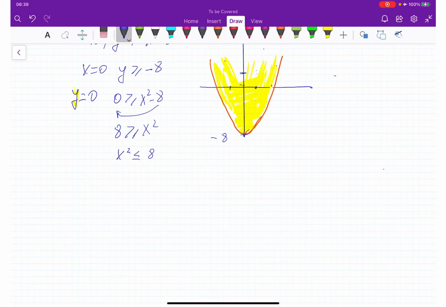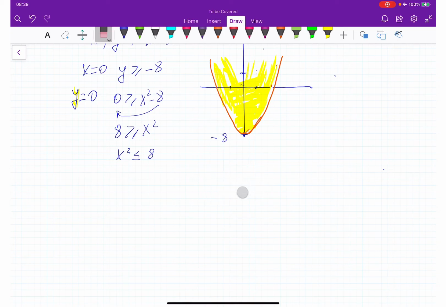Just in case, to refresh your memory why we switched the sign, let's say I have 3 is greater than 2, right? So if I switch the positions of 2 and 3, what is going to happen to the sign? You switch it also. Therefore, once I switched the positions of x squared and 8, I had to switch the sign also.